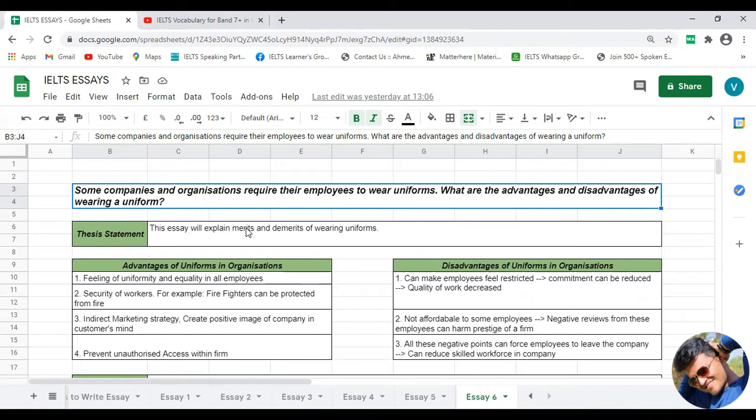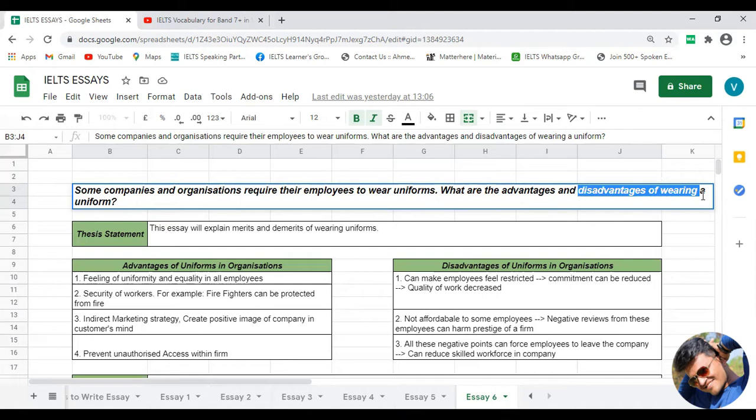As you can see from the screen, this type of essay is one in which we need to give answers to two different questions. One question is, what are the advantages of wearing a uniform? And the other is, what are the disadvantages of wearing a uniform in an organization? These are the two questions that we are going to discuss in our respective body paragraphs, body paragraph number 1 and body paragraph number 2. So first of all, let's start discussing the introduction.